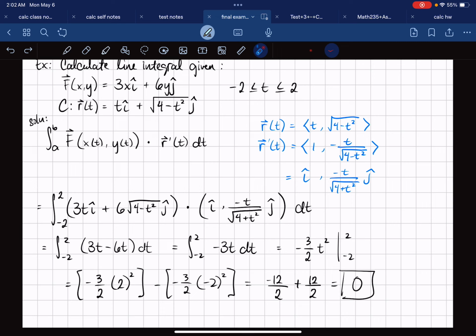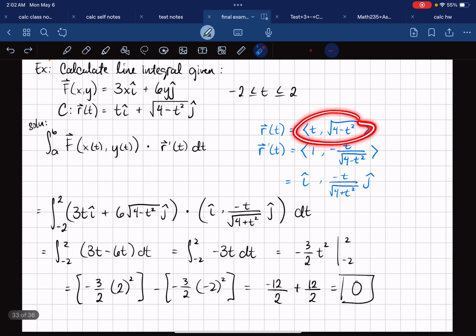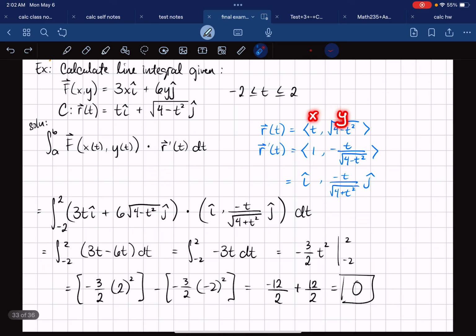Okay, so we want to write our integral from -2 to 2, and like I said, this portion right here is this, but instead of x and y, we substitute these values, this x and this y, into here, dot, right, dot product, and we're going to put this into here, like I said, dt.